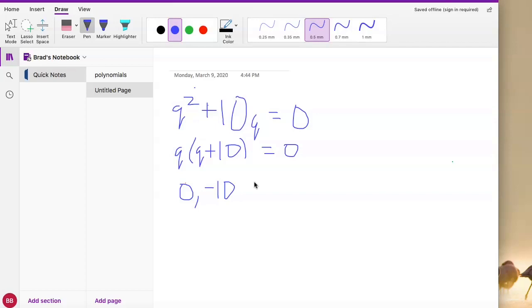So if you wanted to check this, q equals 0: 0 plus 10 is 10, 10 times 0 is 0. If q is negative 10, then we'd have negative 10 times negative 10 plus 10, which is 0. Negative 10 times 0 is 0. It works out. All right, isn't that great? Okay, so that's the first one.